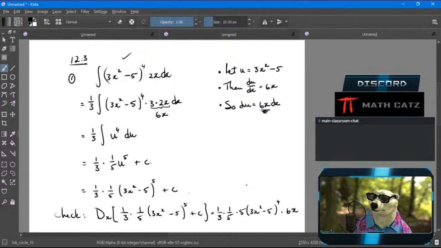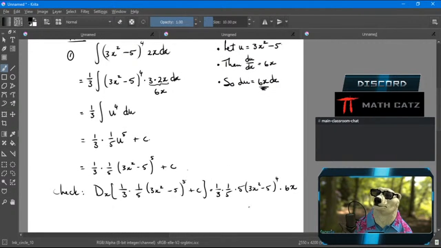Let's scroll up a bit. I don't want to scroll up too much. I want to see my target. So the 5 and the 5 cancel. The 3 and the 6 simplify to leave a 2, and the pieces are exactly like they are at the top for what I need to get.